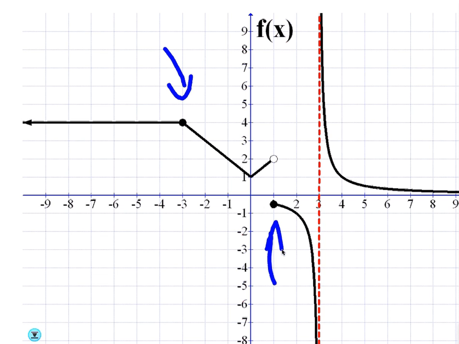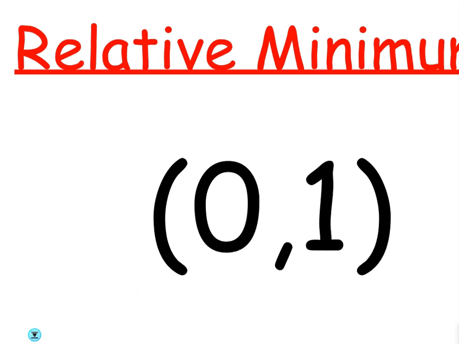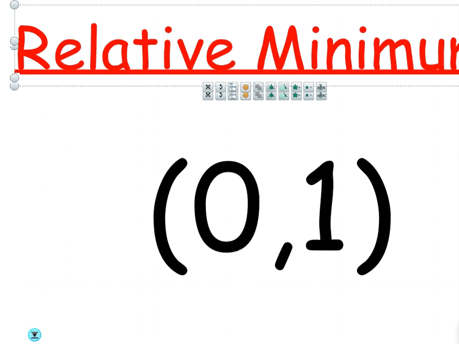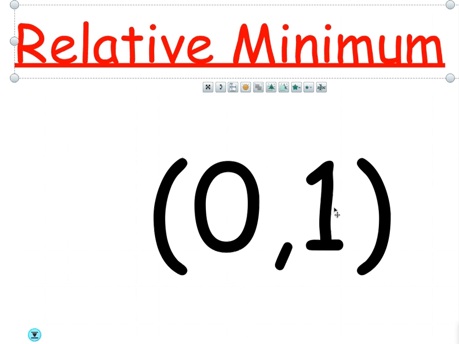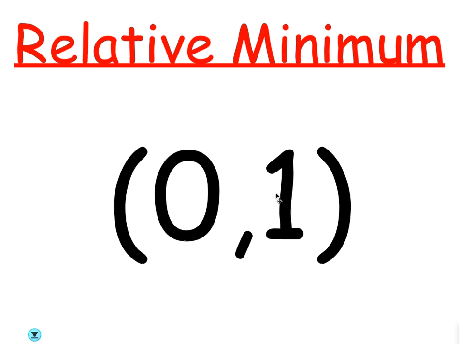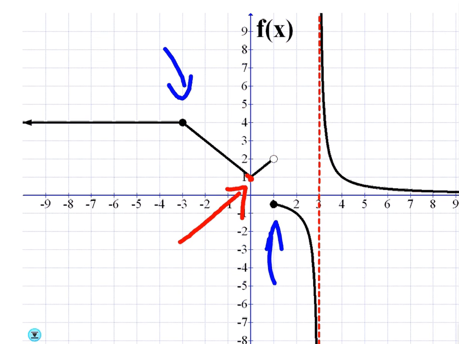Okay, but it does have a relative minimum. Where would that be? Zero, 1 right here. Every point to the left and right goes up. It's the bottom. So it does have a relative minimum at 0, 1. Okay, any questions on that? I don't think there's any other relative minimums. Nope, so that's pretty much it for that.